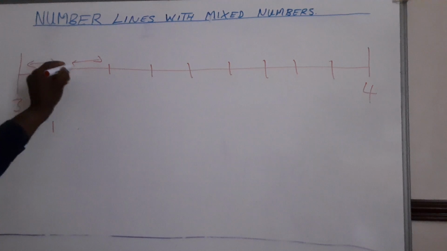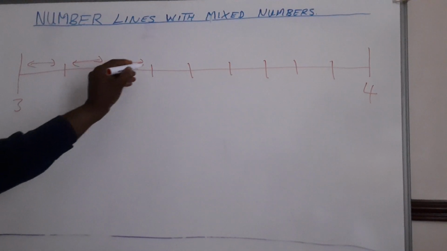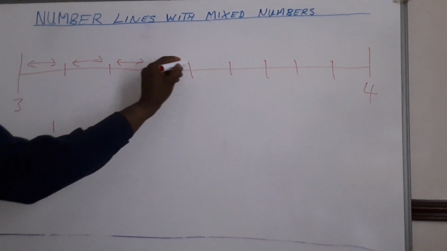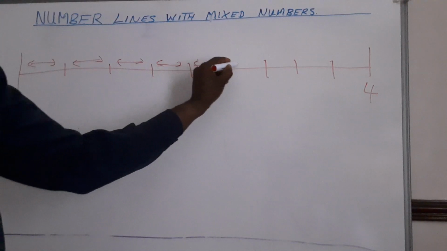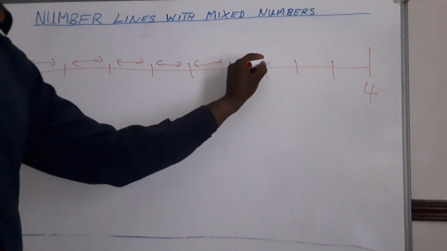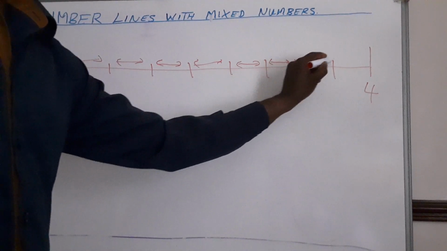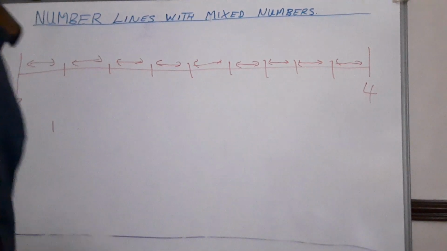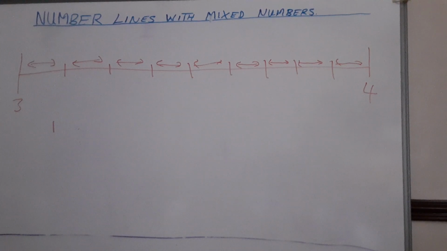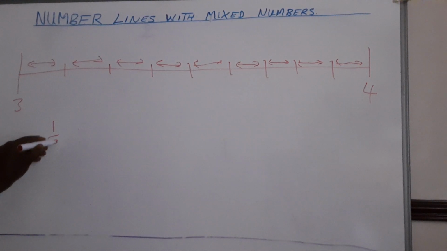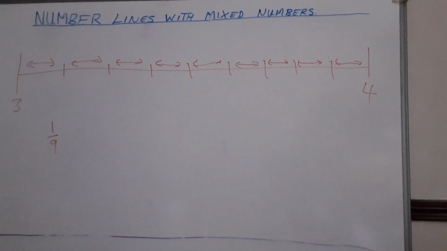So we can count 1, 2, 3, 4, 5, 6, 7, 8, and 9. So now we can say that each interval is worth 1/9. So now we can complete our number line with mixed numbers.